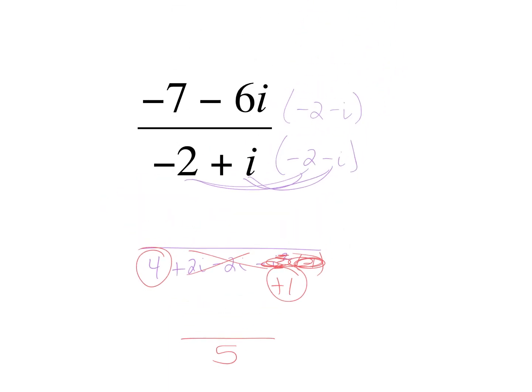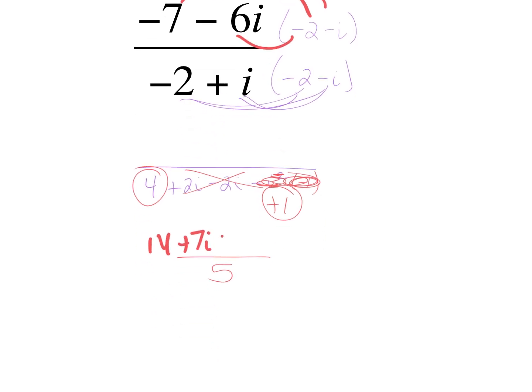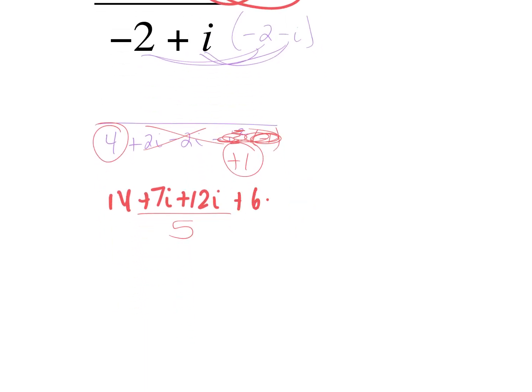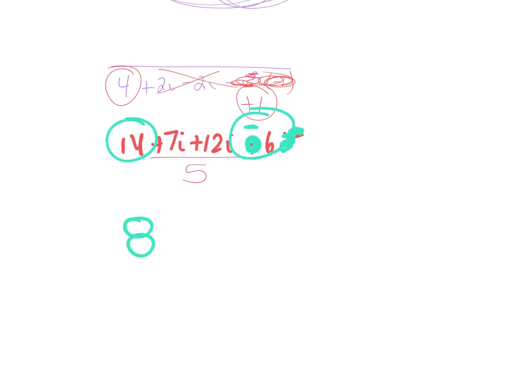So now we multiply the numerator. Negative 7 and negative 2 is 14. Negative 7 and negative i is plus 7i. Negative 6i and negative 2 is plus 12i. And negative 6i and negative i is plus 6i squared. You've got that i squared, so cross it off. You're multiplying by negative 1, so change that sign. So real with real, what's 14 minus 6? 8. And then 7 and 12 is? So plus 19i over 5, and just pull it apart.